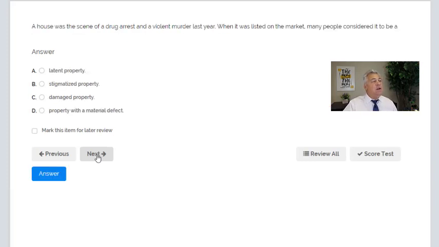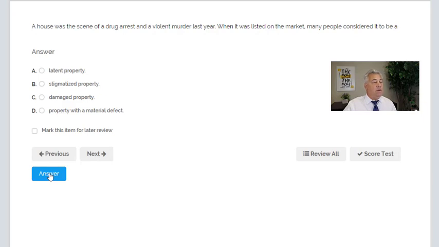Next question. A house was the scene of a drug arrest and a violent murder last year. When it was listed on the market, many people considered it to be A, latent property, B, a stigmatized property, C, damaged property, or D, property with a material defect.